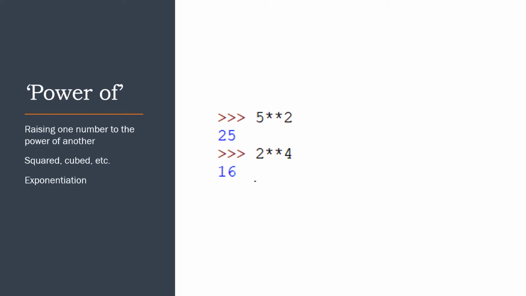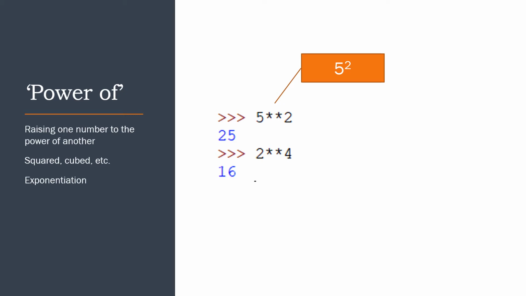So a double asterisk, a double multiplication sign, raises one number to the power of another. So 5 star star 2 is the same as saying 5 squared, 5 to the power 2. And if you remember what that means, 5 times 5. So 5 star star 2 is the same as 5 times 5, and you can see the answer there, 25.